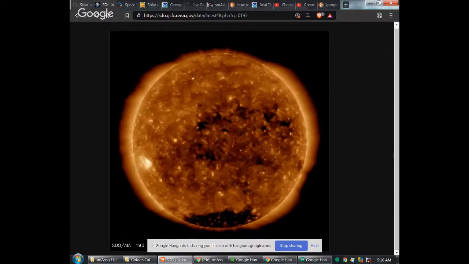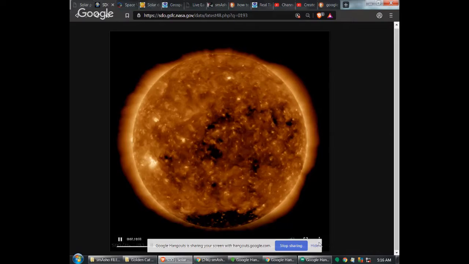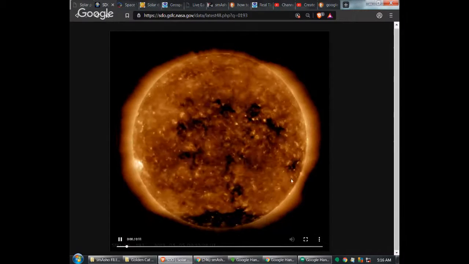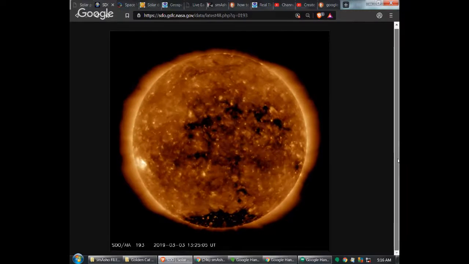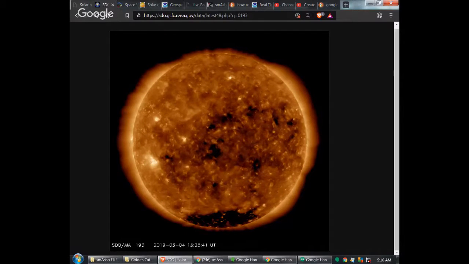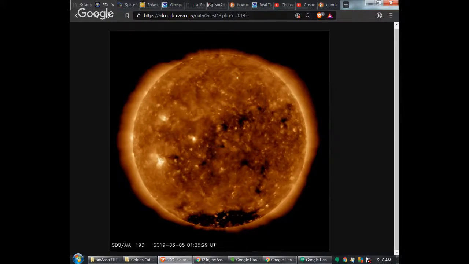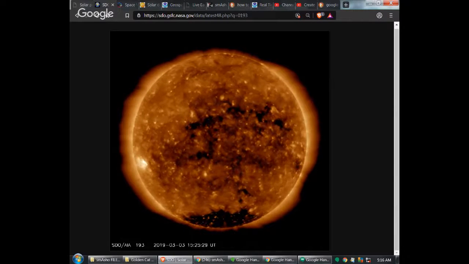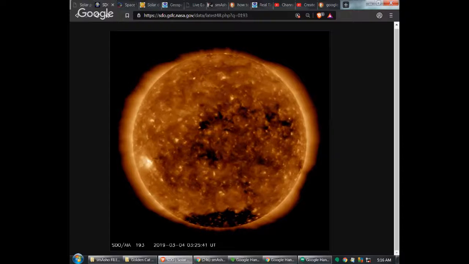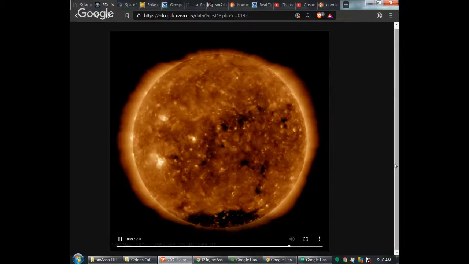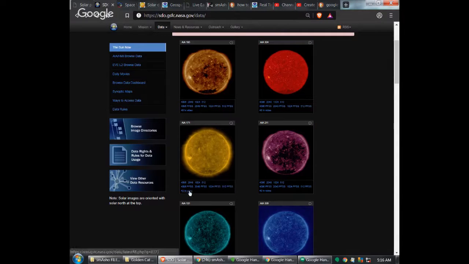All right. At least we got this to screen share here, and the audio sounds pretty decent. So let's look at 193 angstroms. You see some diffuse coronal holes there. Actually, one looks like it filled in recently. And let's look at a different view here. 171 angstroms.